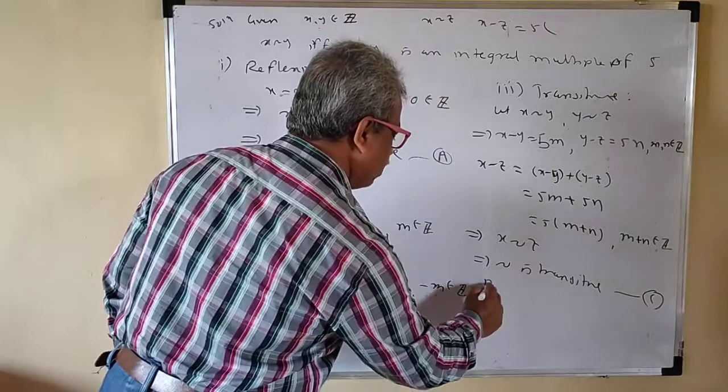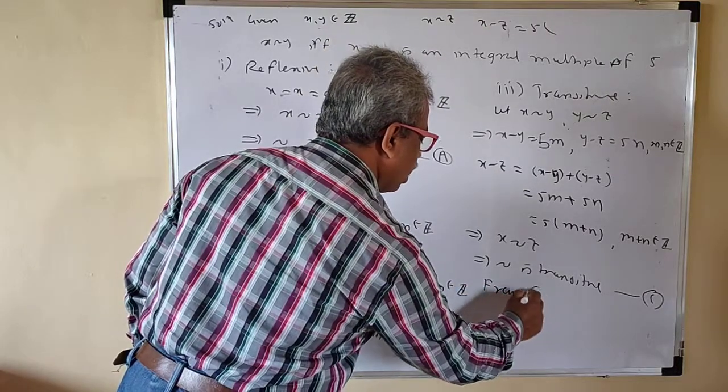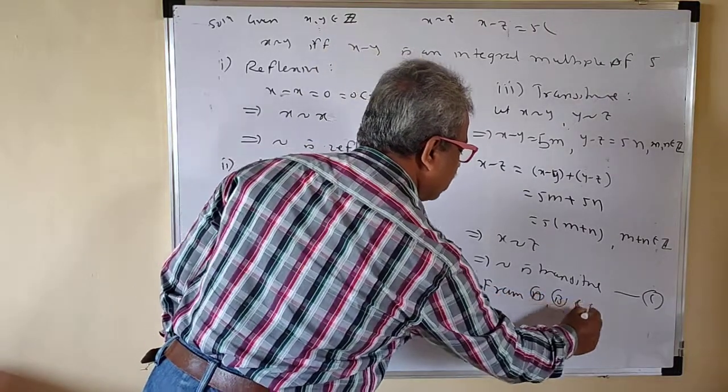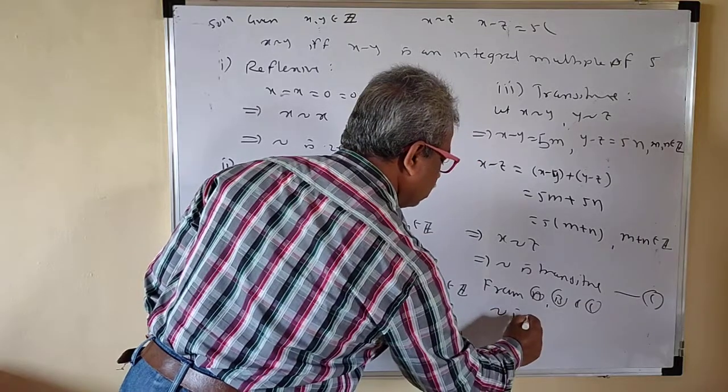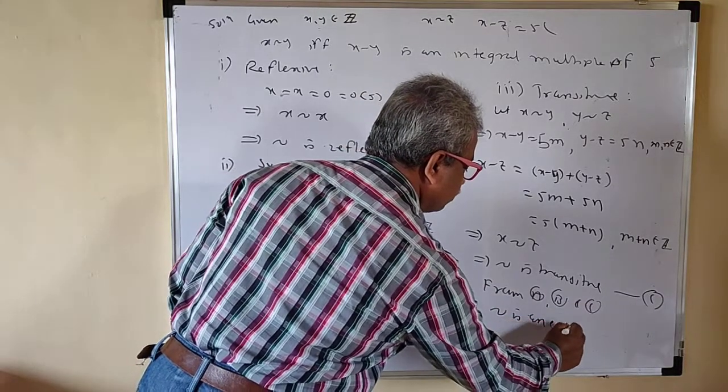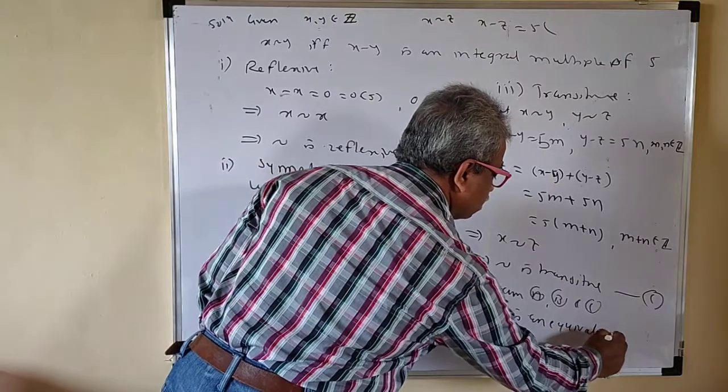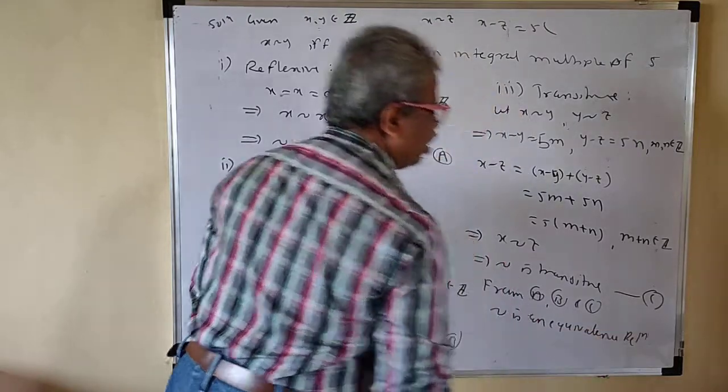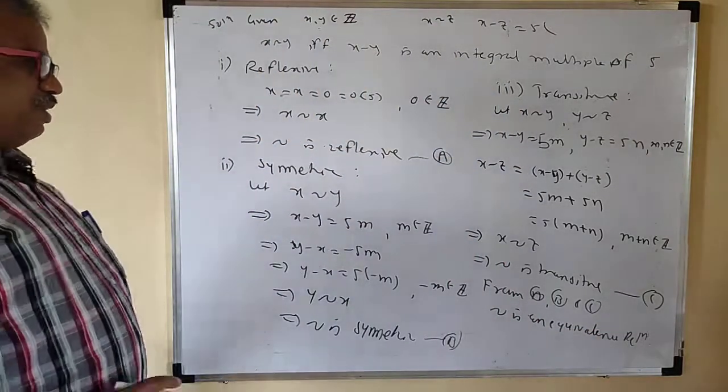So from A, B and C, the relation is an equivalence relation. So the problem is over.